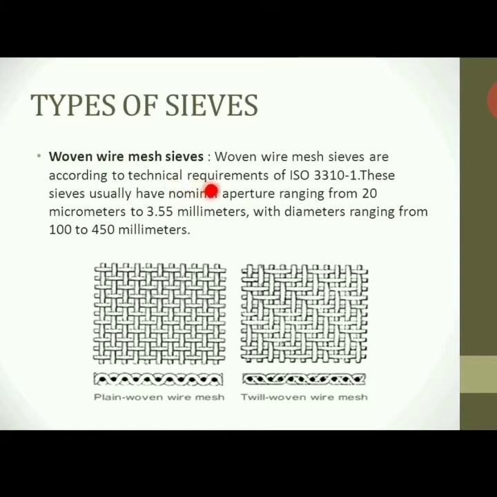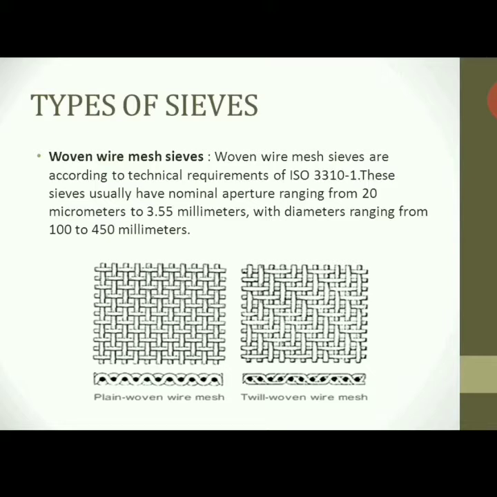Here first one is the woven wire mesh sieves. These sieves are general purpose sieves and widely used in pharmacy practice. The types of woven wire sieves are two types. First one is the plain weave and second is the twilled weave. Here for fine sieving, metal wire woven sieves are most commonly used. For example, hand sieves.